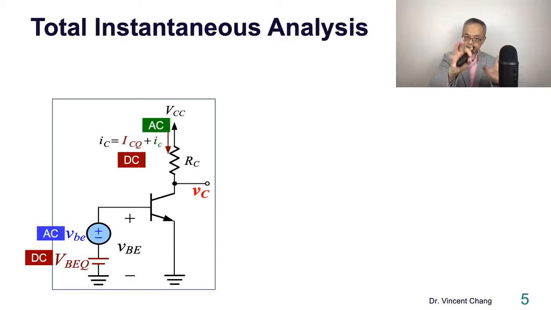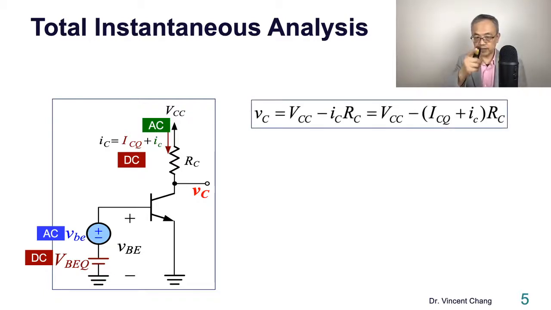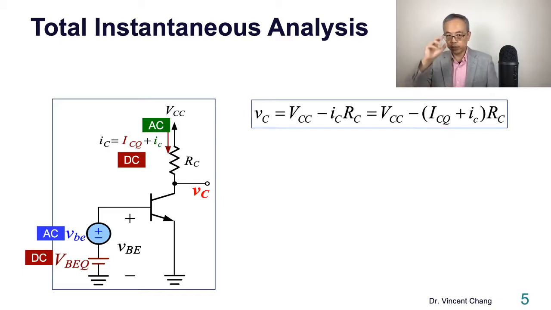Everyone, including the DC and the AC, the brown, the blue, and the green, gives the total instantaneous collective voltage, which equals VCC minus the voltage drop across RC. And because iC is the total instantaneous current, it equals the DC plus the AC. This is very sensitive when it comes to differentiating the DC, AC, and total instantaneous, so it is also challenging if you are a beginner.